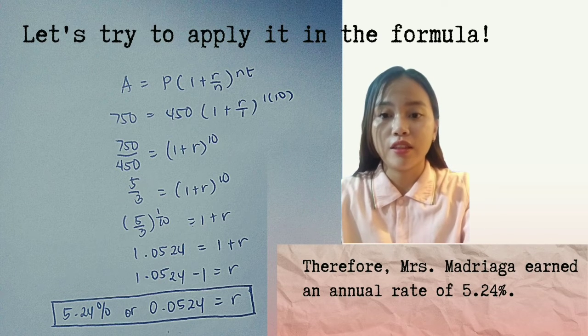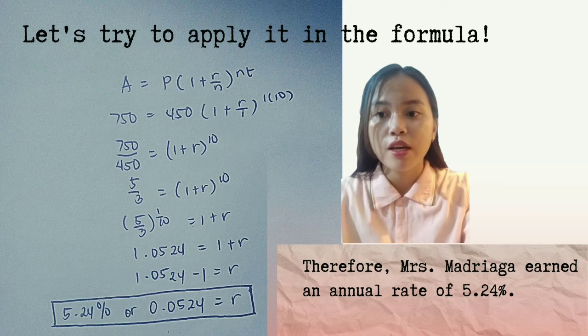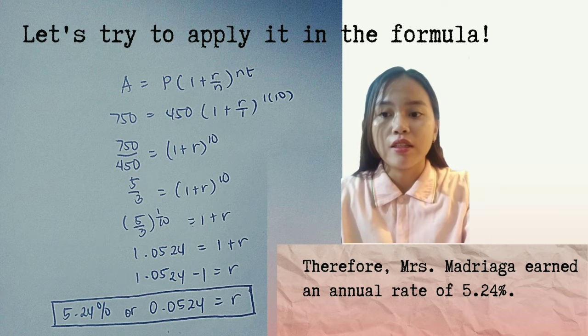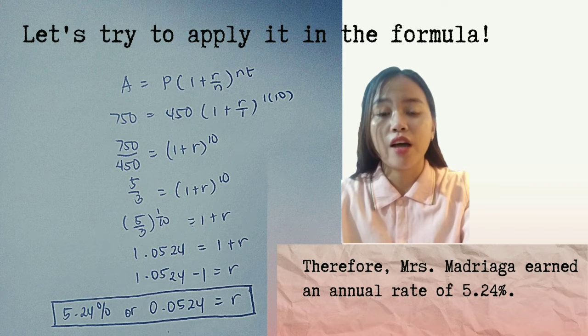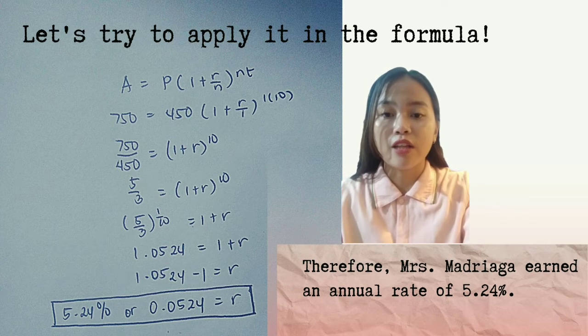Then we get 1.0524 equals 1 plus R, and then 1.0524 minus 1 equals R, and the answer is 0.0524 equals R. When we change it to a percentage, it becomes 5.24%. Therefore, Mrs. Madriaga earned an annual rate of 5.24%.